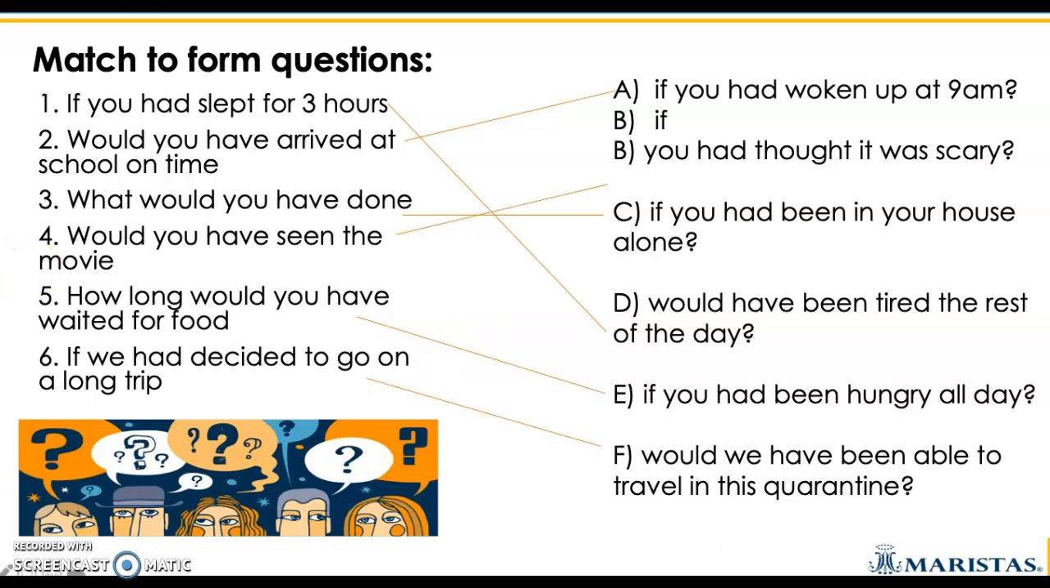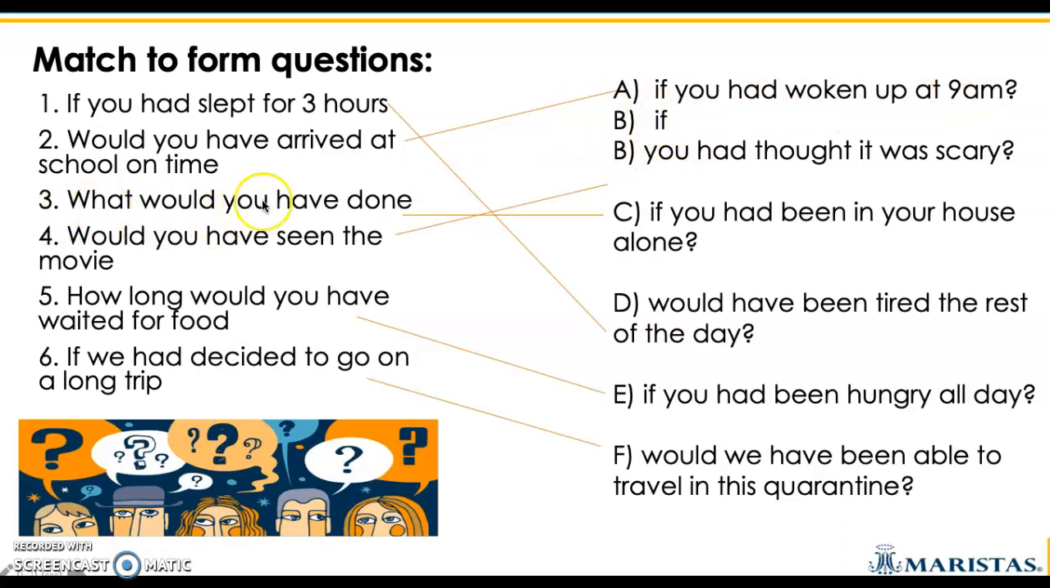So we are going to match the questions. I wanted to do it with you guys, but since I'm recording a video, I had to do it before so you can see it and it doesn't move around. So basically, number 1 says, if you had slept for 3 hours, would you have been tired the rest of the day? Would you have arrived at school on time if you had woken up at 9 a.m.? And I don't know what happened here, it moved.